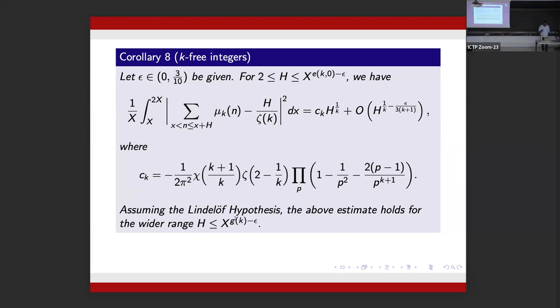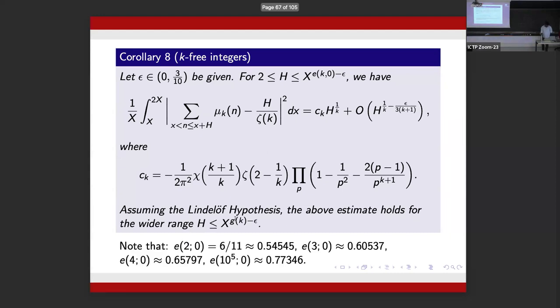And under the Lindelöf hypothesis, we stretch the exponent as I said. For this exponent of the short interval for the case k equal to 2, that means the squarefree case, it was given by Gorodetsky, Mangerel, and Rodgers that this exponent is 0.5454. For k equal to 3, the exponent is 0.60. And k equal to 4, it's still increasing. But if you take k equal to 10 to the power 5, in this case it's 0.77346. This is a five-digit approximation of the numbers when k is this quantity. And it varies at 0.77445 or so. This is as much as we can get in the case of k-free numbers.